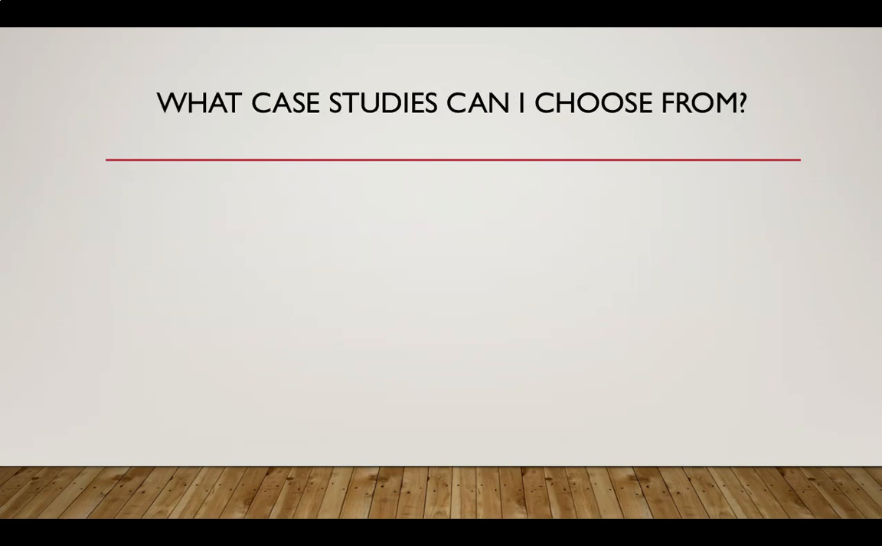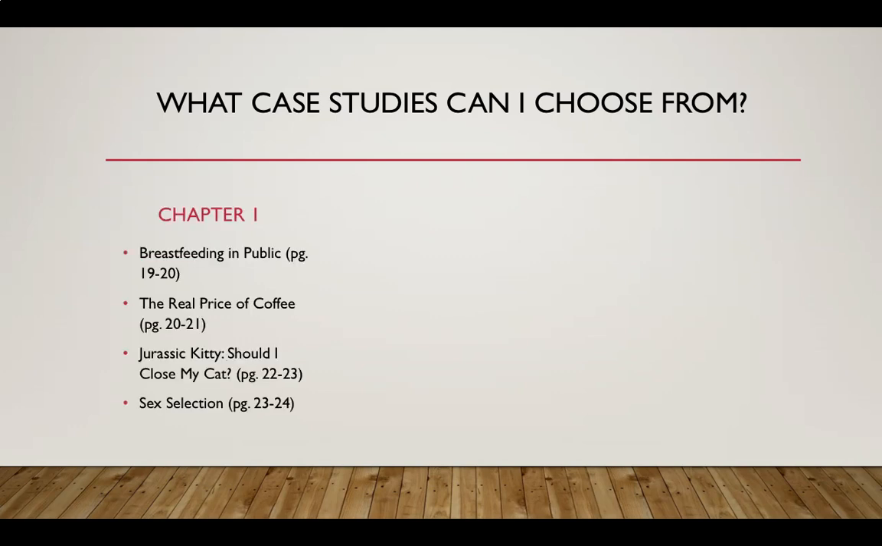So what case studies can you choose from for this assignment? There are quite a few, and you can choose any case study from chapters 1, 2, or 4. Here's an overview of what those include. The case studies in chapter 1 are breastfeeding in public on pages 19 and 20, the real price of coffee on pages 20 and 21, Jurassic Kitty, Should I Clone My Cat on pages 22 and 23, and sex selection on pages 23 and 24.